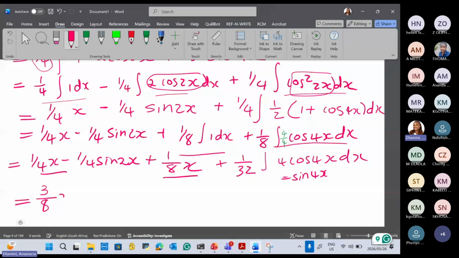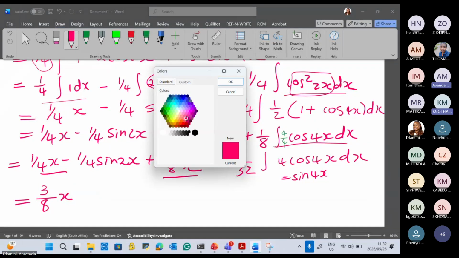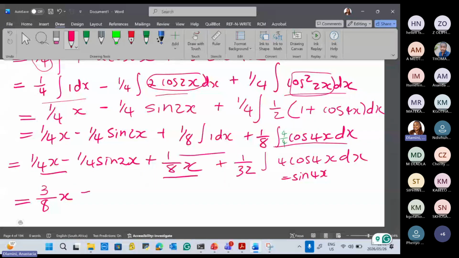Sorry about that, guys. You are used to calculators. Okay, sine 2x plus 1/32 sine 4x plus c.